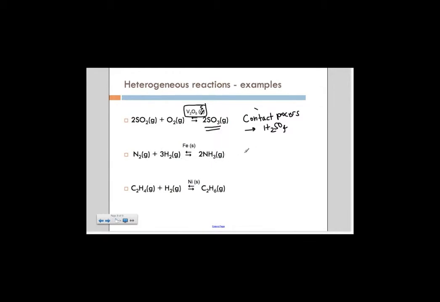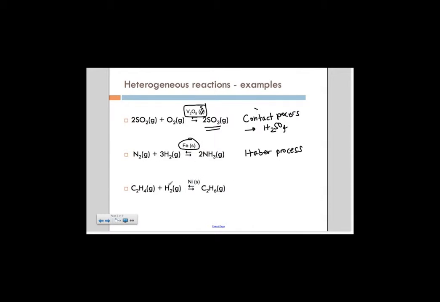Likewise, remember this reaction, this is the Haber process, which we spent a ton of time talking about for making ammonia, which goes into the production of fertilizer. Iron is our catalyst for that reaction. Once again, heterogeneous, because this is a solid, the reactants are gas.